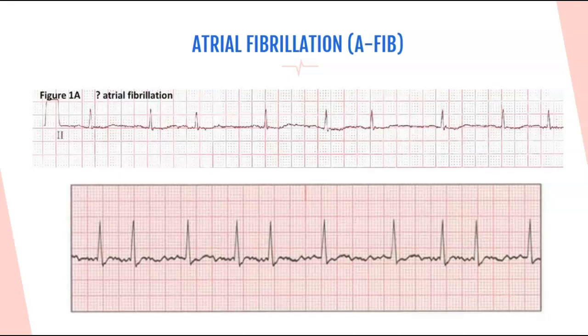Because the atria are quivering, this allows the blood to pool in the atria, and this can cause clots, which puts the patient at risk for stroke, heart attack, DVT, or PE. Let's go ahead and interpret a strip.